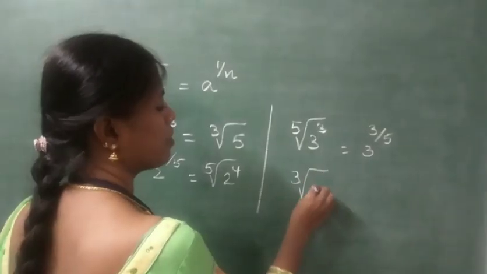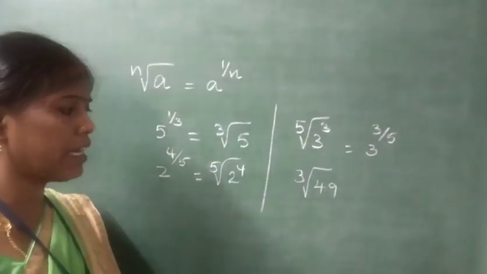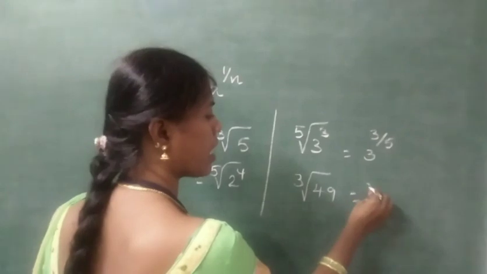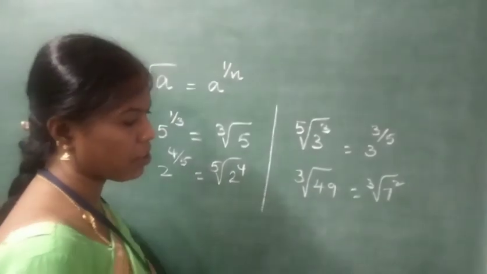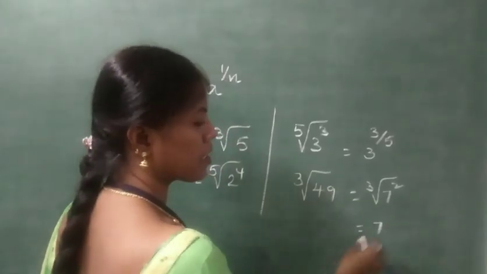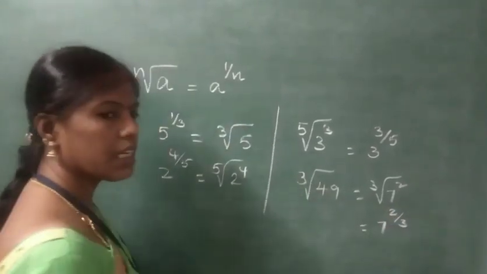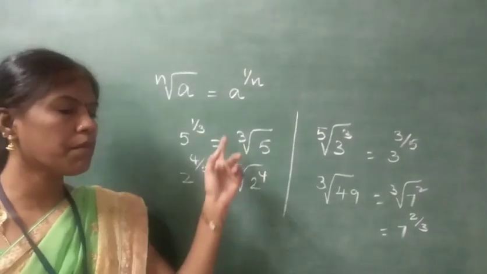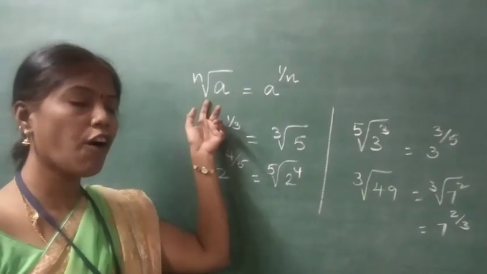Cube root of 49. This we have to express in exponential form. 49 can be written as 7 square. So now it is to be expressed in the form of 7 to the power of 2 by 3. Now it is in exponential form. So here we have to remember this is the exponential form and this is the radical form.